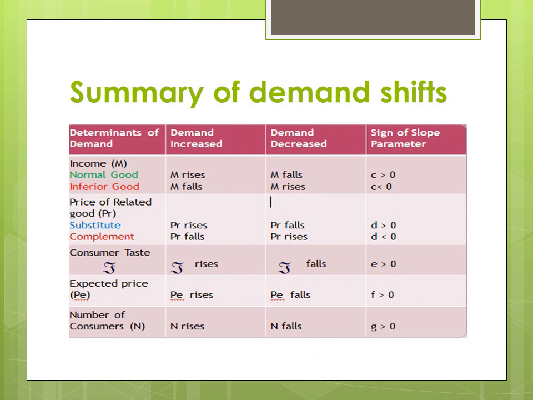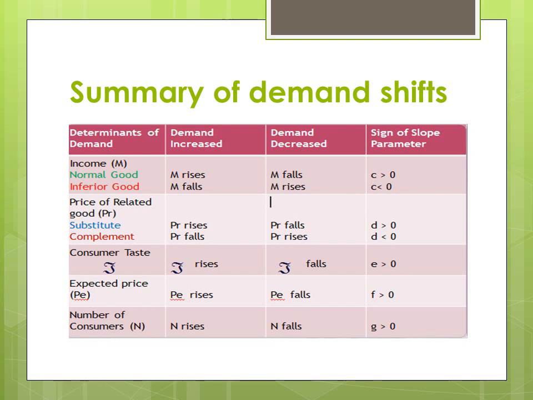So here are the determinants of demand, which change the demand curves upward or downward. The factors which change demand curves are income, price of related goods, consumer taste, expected price, and number of consumers. These factors will change the demand curve upward and downward.